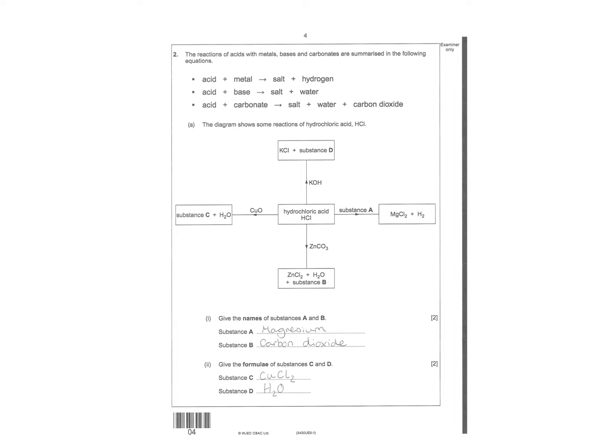So substance A is here. Hydrochloric acid plus something makes magnesium chloride, so it's got to be magnesium. Substance B then is here, so that's carbonate, so it's got to be carbon dioxide. Be careful, it says names there and then it says formulas. So formula C, that's copper chloride, and then substance D would be water.